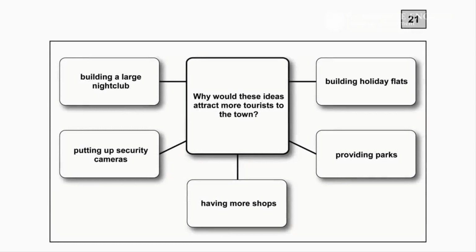Now, I'd like you to talk about something together for about 2 minutes. I'd like you to imagine that a town wants more tourists to visit. Here are some ideas they're thinking about and a question for you to discuss. First, you have some time to look at the task. Okay. Now, talk to each other about why these ideas would attract more tourists to the town.